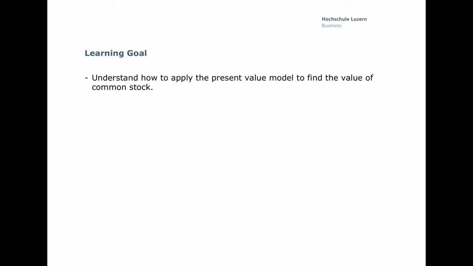The learning goal of this session is to understand how to apply the present value formula to find the value of common stock. For this purpose, we think back to session 2.1, where we explained how bonds are valued. In this session, we learned that the market value of a bond equals the discounted present value of the cash flows that the bond will pay over its lifetime. The aim of session 3.1 is to apply this idea to common stocks.